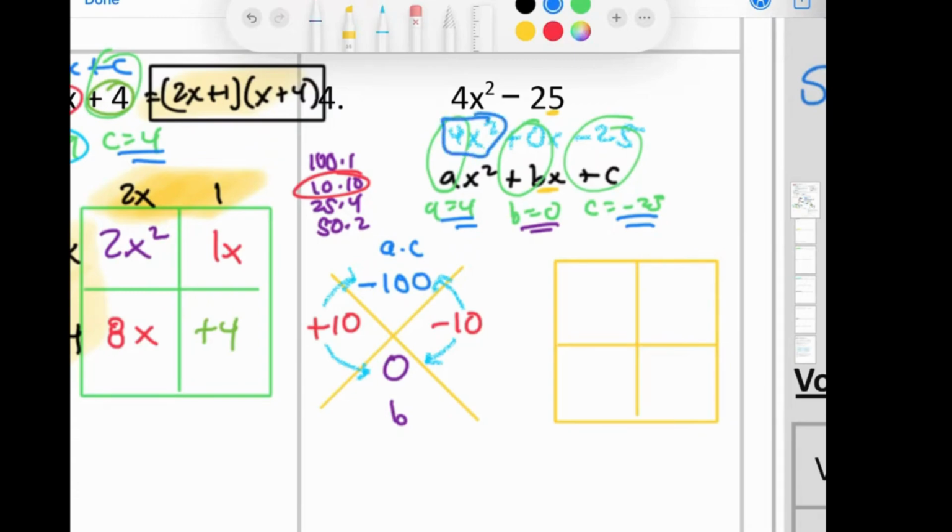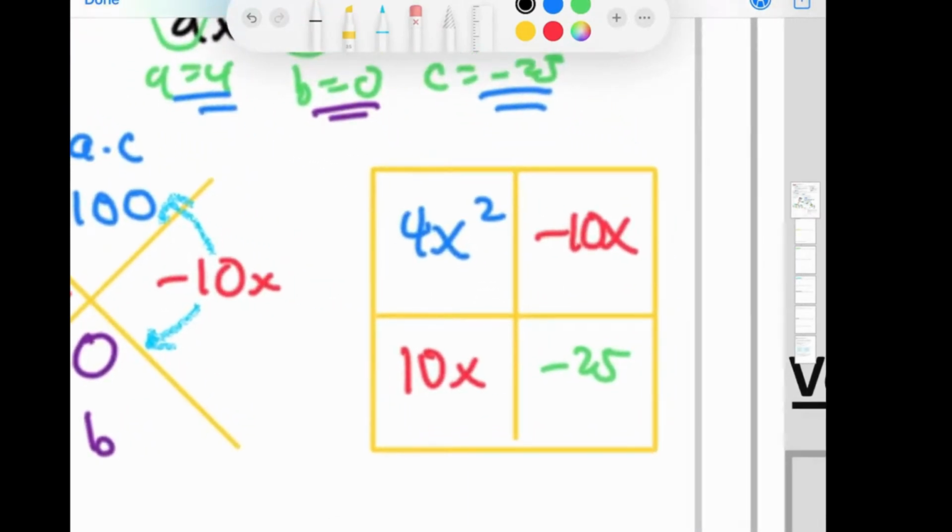Okay, the a always goes up here, so 4x squared. The red one is our b value, so you'll notice that 10x and negative 10x is equal to 0x. And negative 25 is my c value, always goes in the bottom right, always. Okay, here now, we're just going to take out the greatest common factor of each row. A row goes left and right, so this would be 2x. Down here, this would be a 5. In the column, it would be 2x, and this one would be a negative 5.